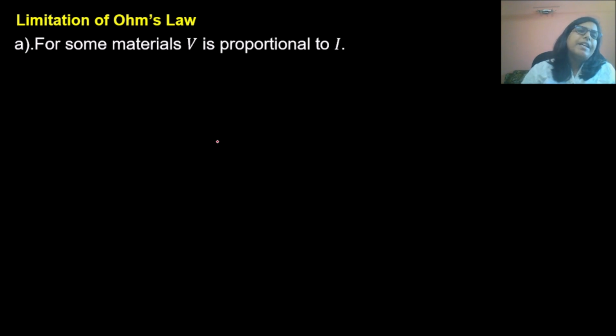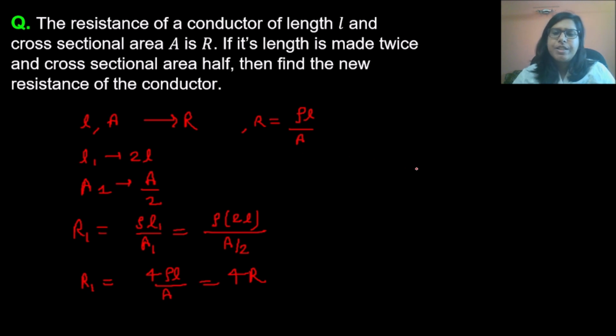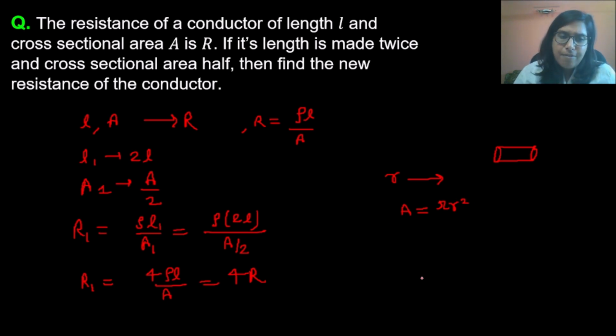Now we will see the limitations of Ohm's law. Before that, in some questions they give the radius, and the radius is doubled or the diameter is doubled or halved. Then we will calculate the area. A wire is like a cylinder, so the area of the cross section will be pi r square. So depending upon the radius, the area will change, and if the length is also changing, then we'll put the new length and find the new resistance.